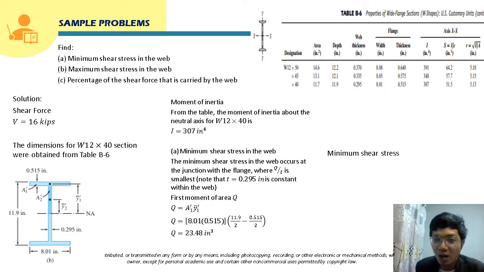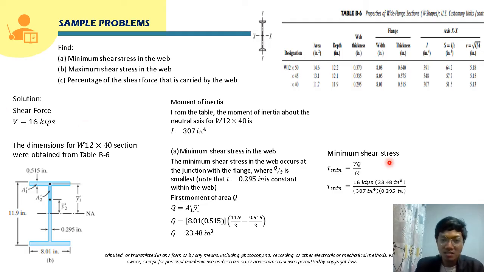Okay, so we can now solve the minimum shear stress, class, in the web, okay, using our formula. So our formula here, class, will be VQ over IT. So yung V natin given na siya, 16 kips. And then our Q is 23.84 inches cube. And then our I is 307 inches to the fourth. And our T, yung T natin, class, ay constant. Yung web natin constant.